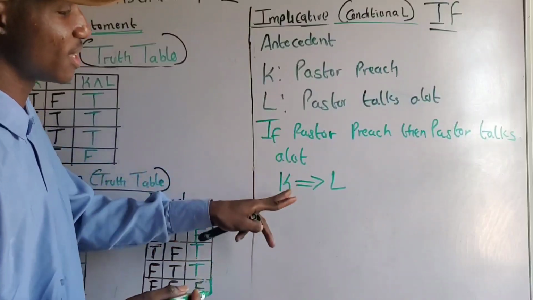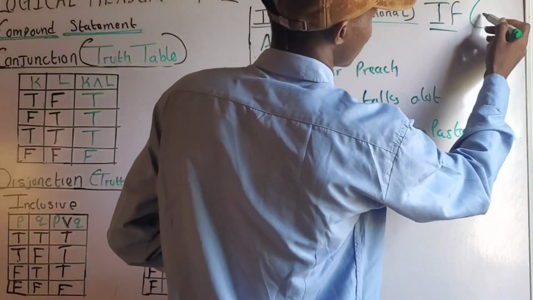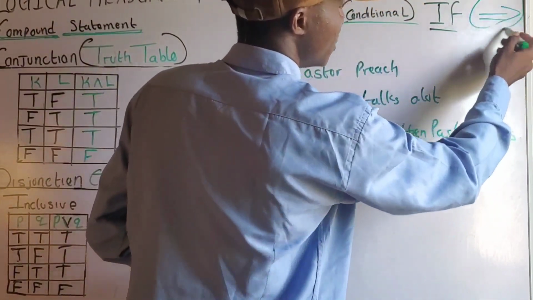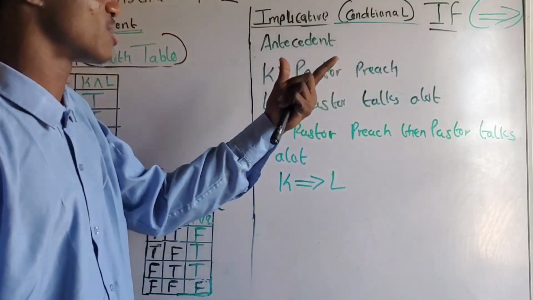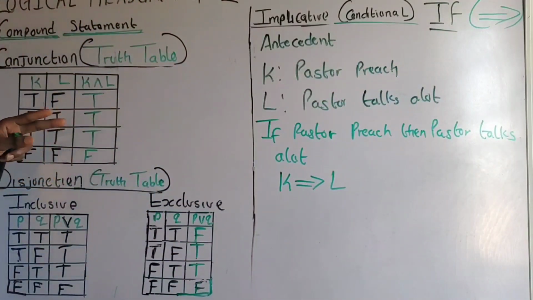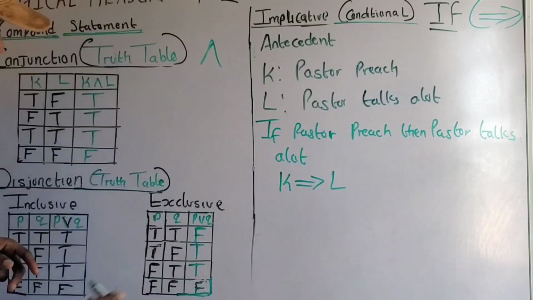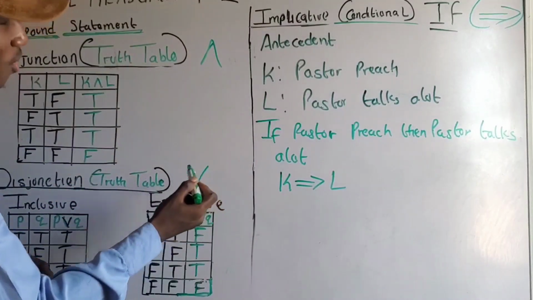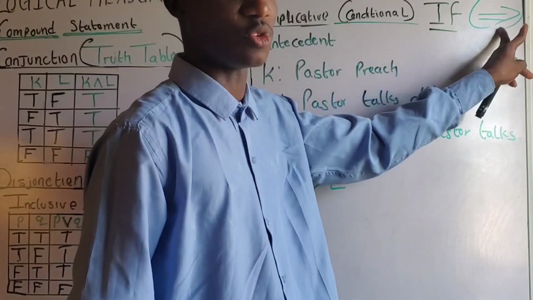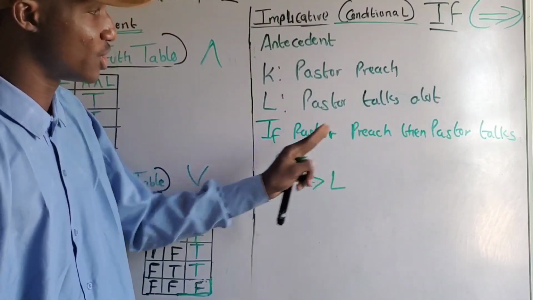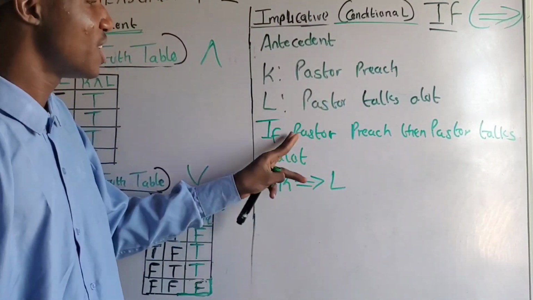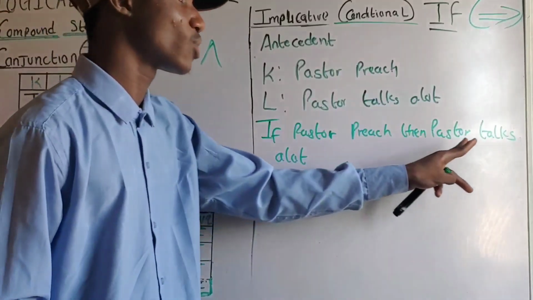This sign that you see here is known as the if sign. This is the symbol that is used for a conditional statement. When I started the conjunction, I told you that it is this symbol for conjunction, and for disjunction, it is this symbol. For the conditional, you are going to use this symbol. Do you understand? So the meaning of this statement is that if pastor preach, you know that K represents pastor preach, then pastor talks a lot.